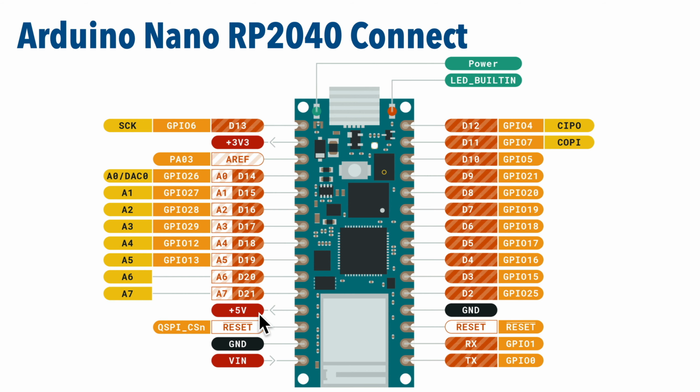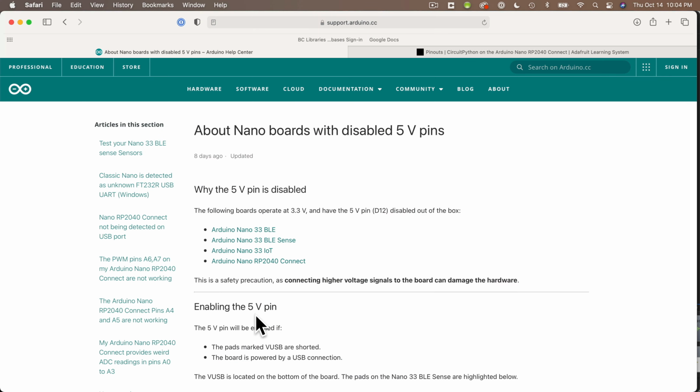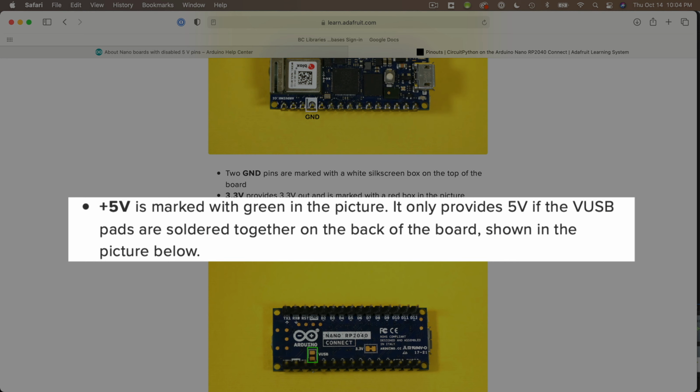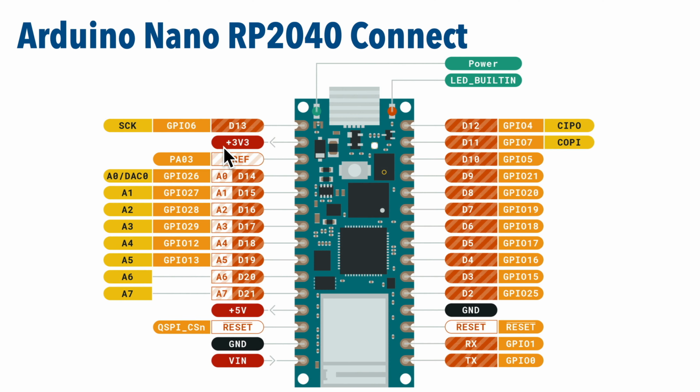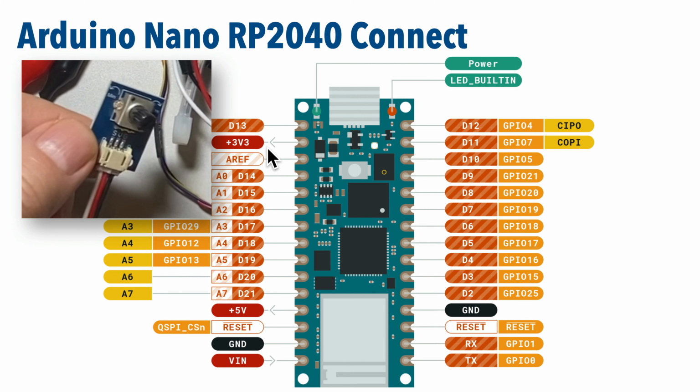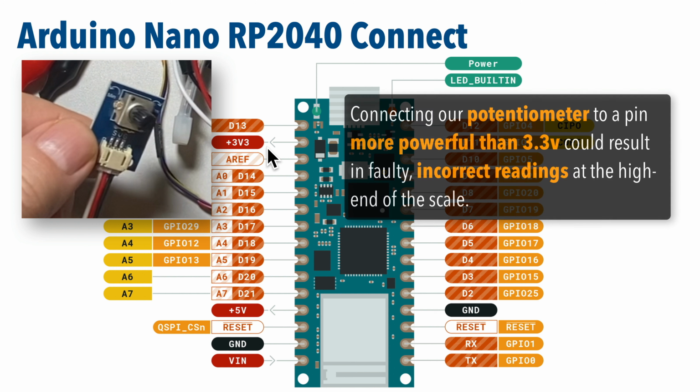And even though there's a 5 volt power pin on this board, you need to solder a jumper to get this to work, and we won't be doing that in this tutorial. Now, we'll usually rely on 3.3 volt power for things that we connect to the board. This is especially important if working with some components like our potentiometer. That's this knob-like component that we used in earlier videos. If we tried to connect our potentiometer to a higher power source like the VIN, we'd actually get inaccurate readings if we dialed to the high end of the scale.